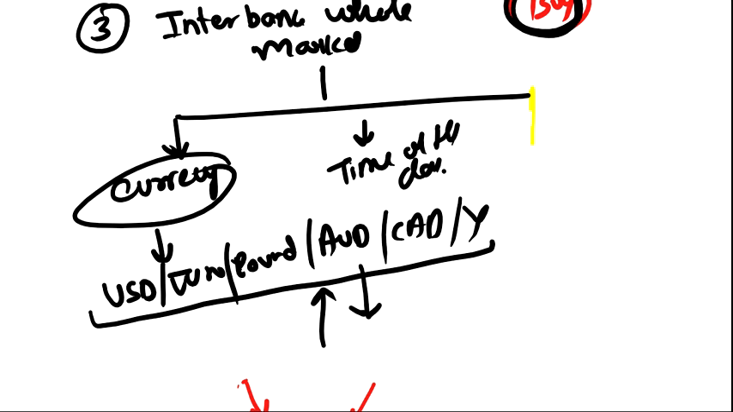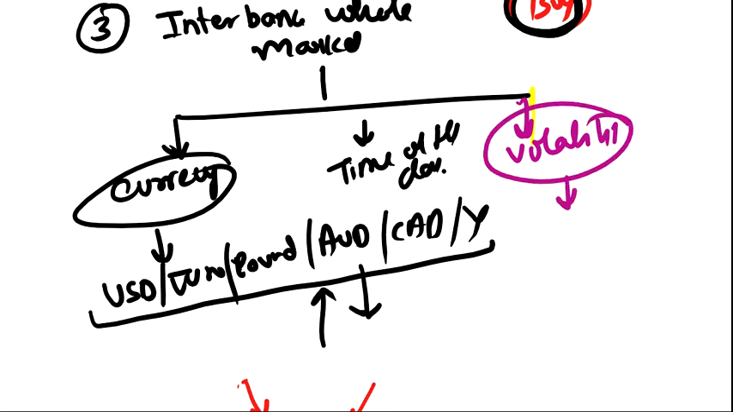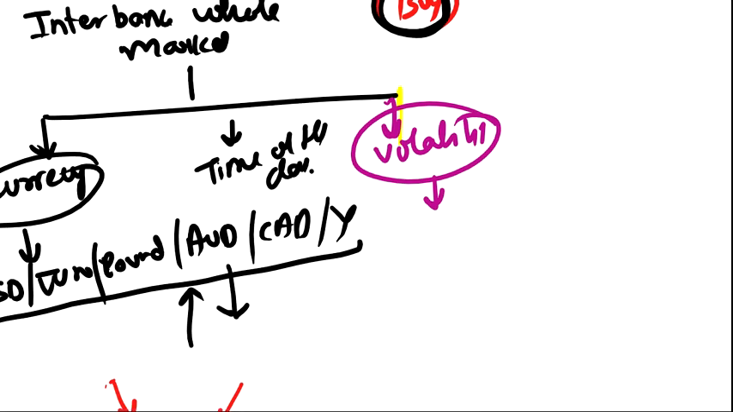Now write down the third point. Third point is about volatility. Volatility means what? Risk. Higher the risk, higher the premium, higher the spread. Higher the volatility, higher the risk, higher the premium, higher the spread. Clear? And the last one is the maturity of the contract.